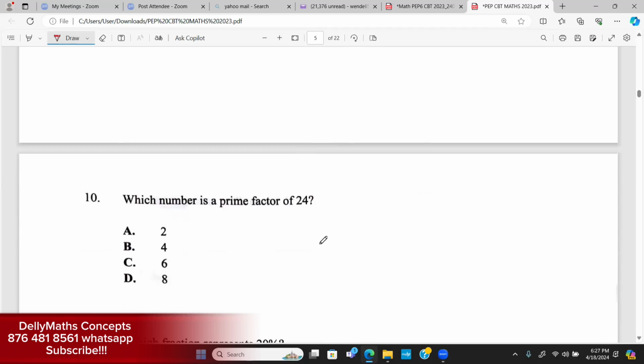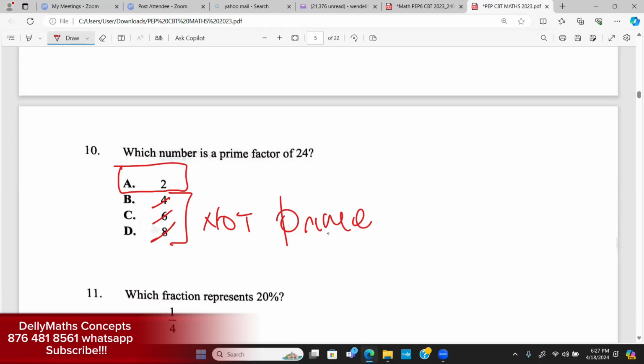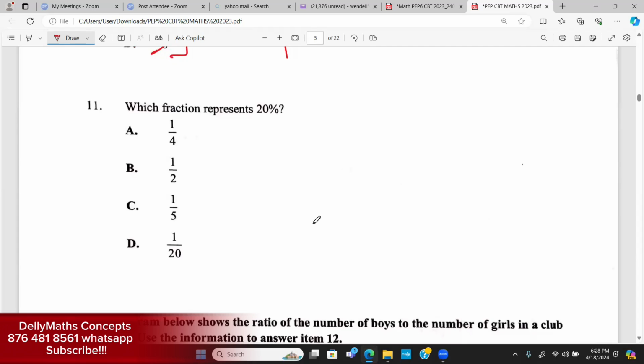Let's keep going. Which number is a prime factor? Right? So what we're going to do is to easily eliminate these because these are not prime numbers. We need a prime factor, right? So number 2 here, matter of fact, number 2 is the only even number that is a prime number, and it is a prime factor of 24. It goes into 24 12 times. All right, let's keep going.